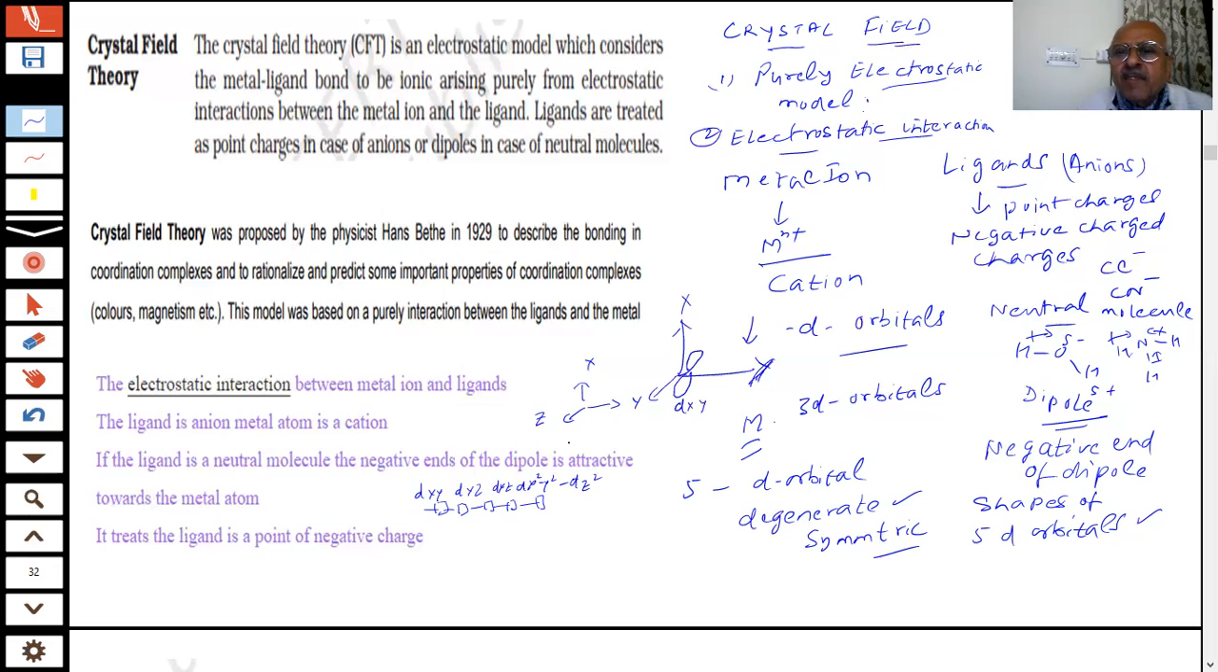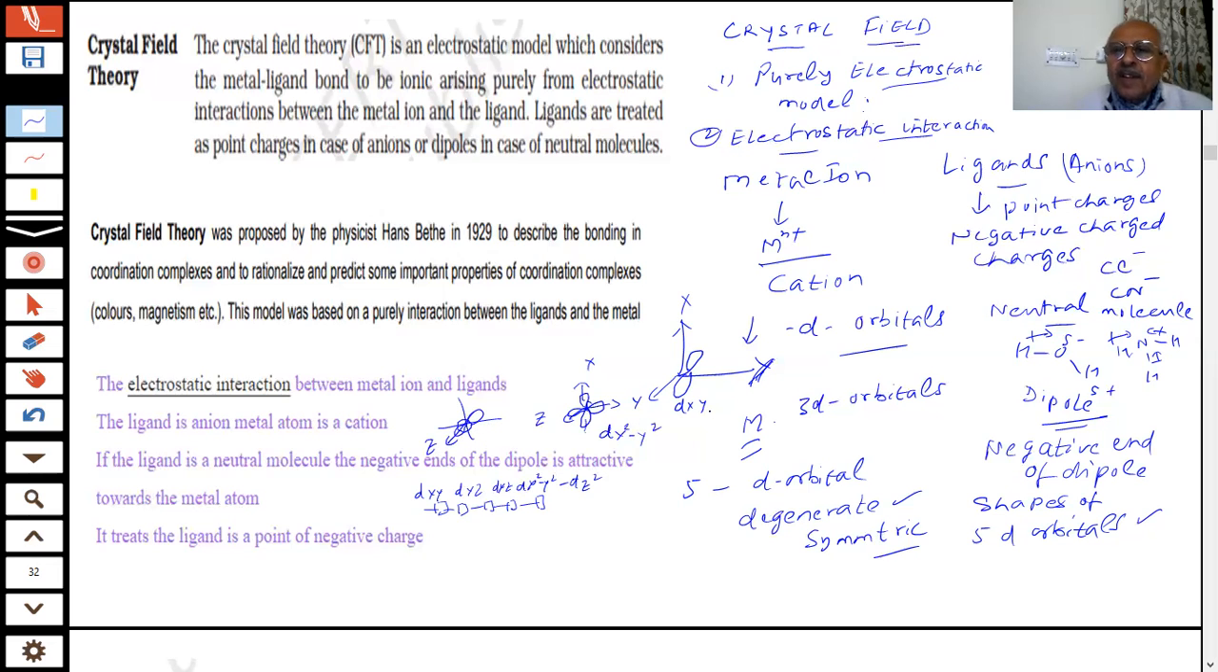If I say dyz, it is between the y and z axes. dxz is between the x and z axes. And when I say dx square minus y square, students, where are they? They are located on the axes. You draw like this. dx square minus y square. And dz square, do you know how we draw it? If this is my z, then on the z axis we draw, and then on the back we show some.